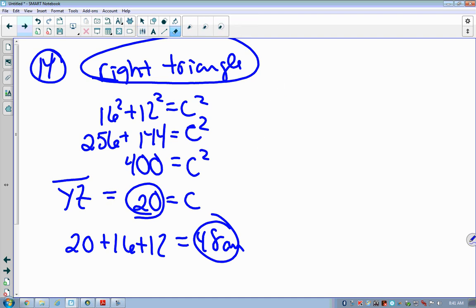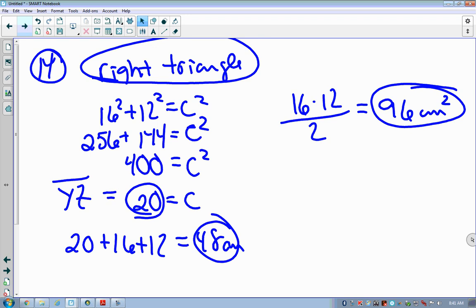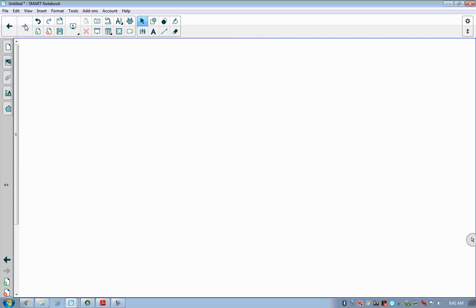Here, I'll write it up. So it's 16 times 12 divided by 2. Right, and what did you get, 96? 96 centimeters squared. Okay, pretty good there. Okay, that's 14, and I think we're getting down into like the ones and twos, or the singles, right? Okay.